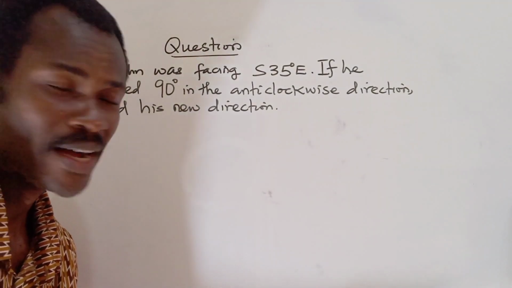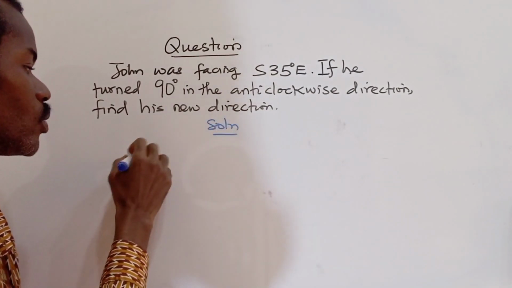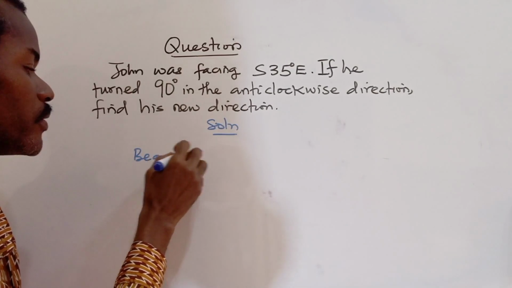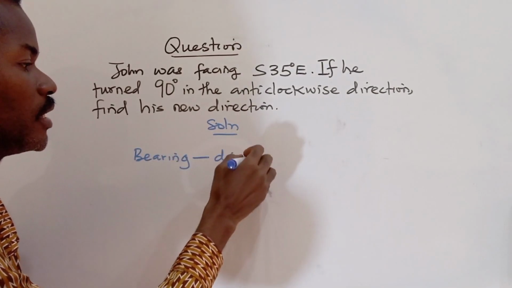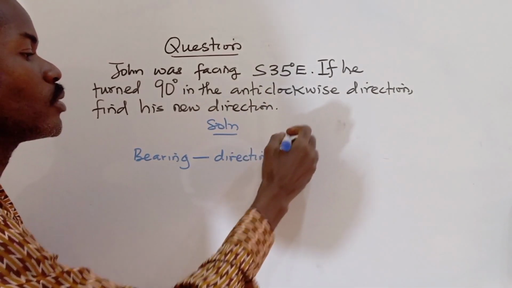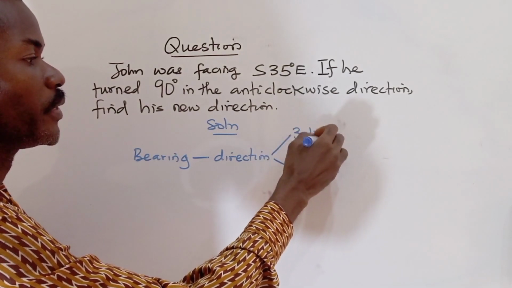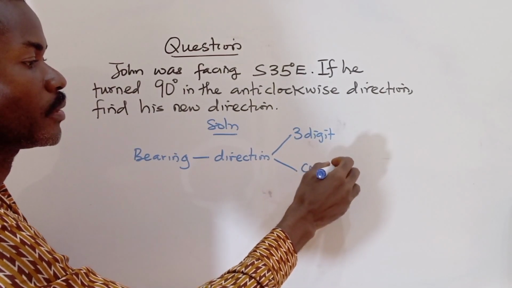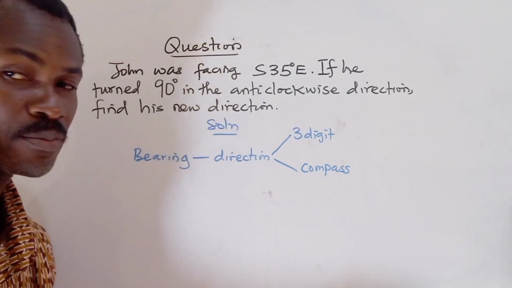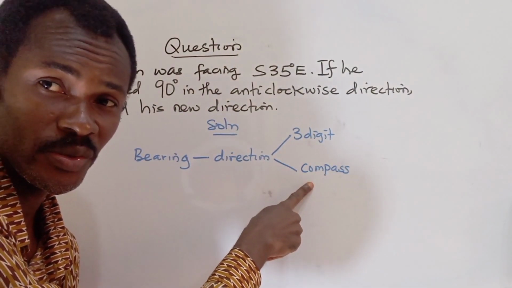Now, most students find bearing challenging. So the first question I want to ask is, what is bearing? Bearing simply means direction. And we have two types of bearing. We have the 3-digit bearing, and we also have the compass bearing. Now the compass bearing is also the surveyor's bearing, or what surveyors use.